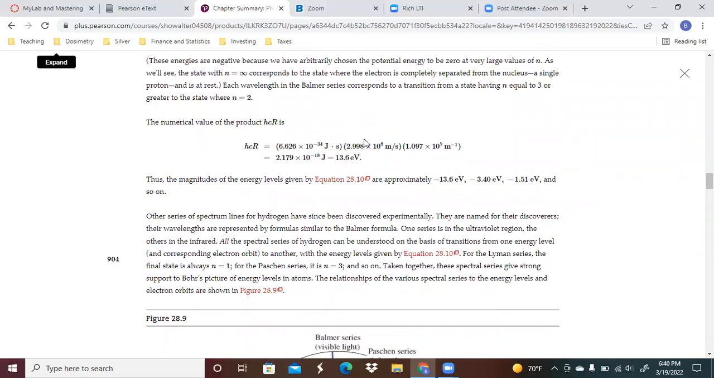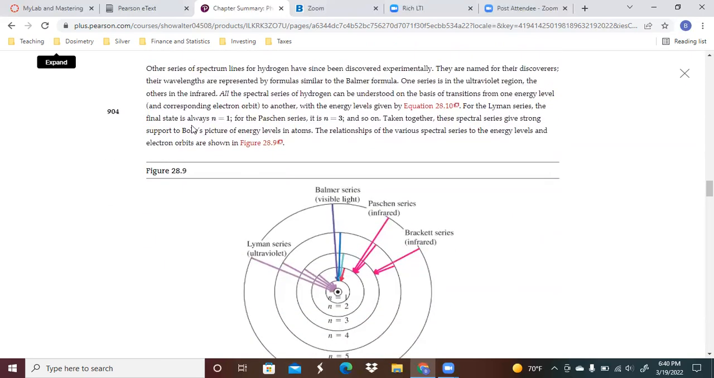The numeric value of this product ends up being 13.6 eV. So the magnitudes of the energy levels are approximately this. Other series of spectrum lines for hydrogen have been discovered experimentally, and they're named for their discoverers. The wavelengths are represented by formulas very similar to the Balmer formula. One series is in the ultraviolet region, another is in infrared, because again, remember, we were looking at the visible spectrum. All the spectral series of hydrogen can be understood on the basis of transitions from one energy level to another, with the energy levels given by equation 20.10.